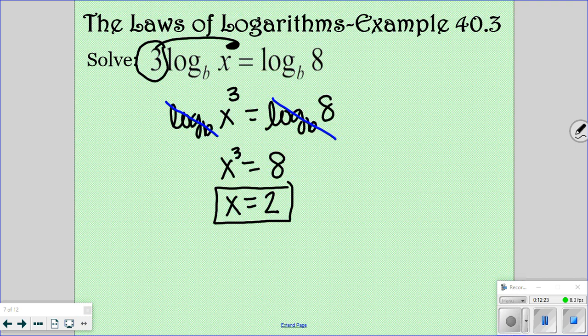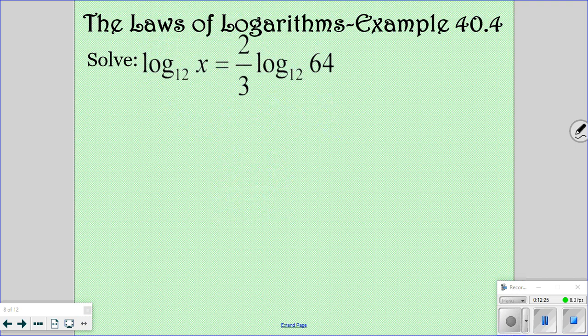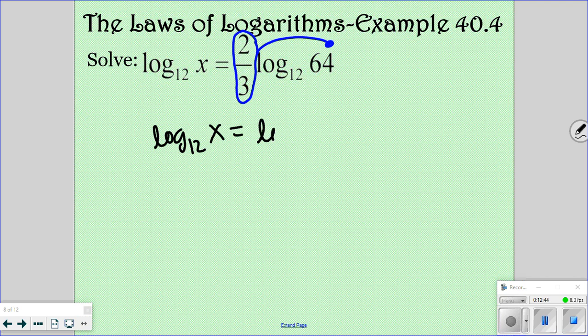Okay, so let's look at one more. So we again have a number in front of our log, and so this 2/3 is going to come up here to the front, to the exponent of the 64. So we're going to have log base 12 of x equals log base 12 of 64 to the 2/3. And then the log base 12s cancel, and so x equals 64 to the 2/3.